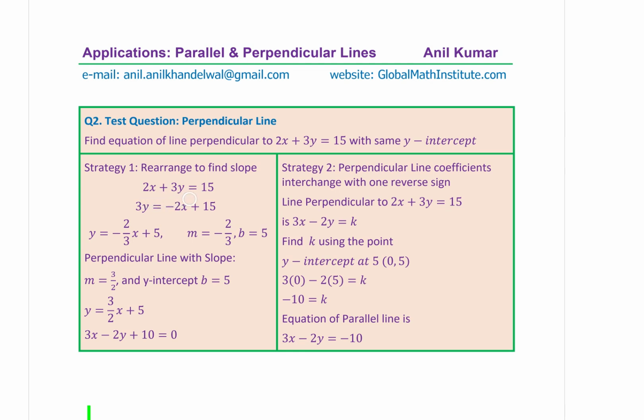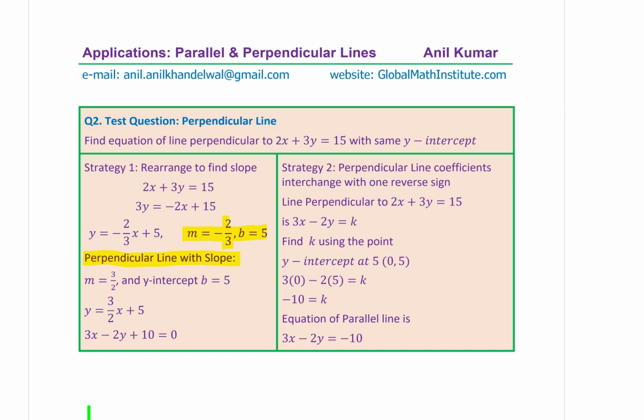2x plus 3y equals 15. 3y is minus 2x plus 15. Divide by 3. We get the slope and we also get the y-intercept. So we know now that the slope here is minus 2 over 3 and the y-intercept is 5. So that is how you find the slope and the y-intercept by converting to slope and intercept form.